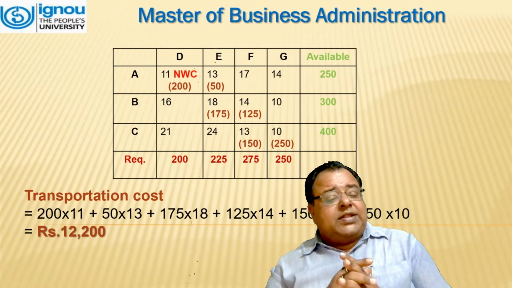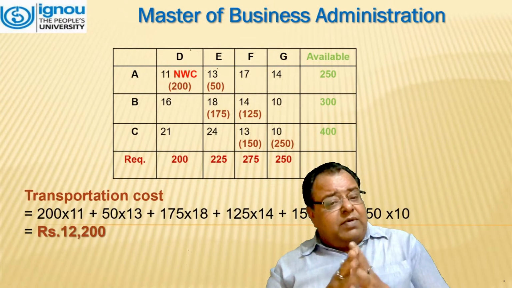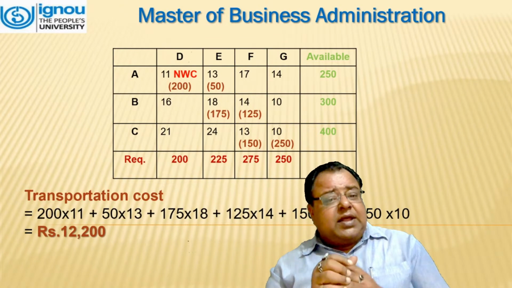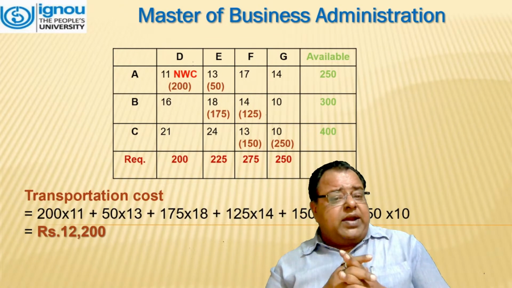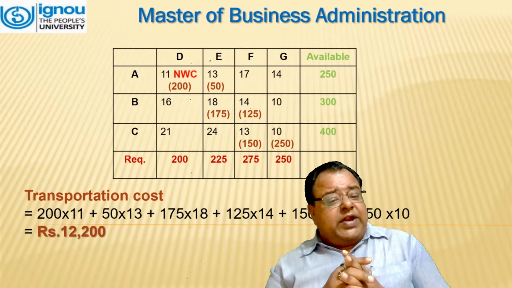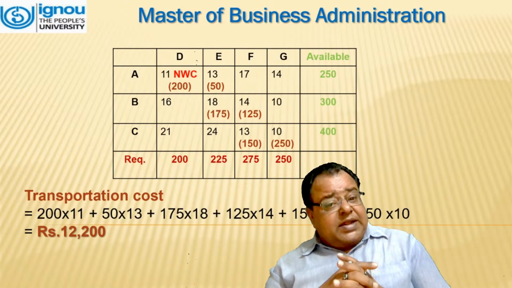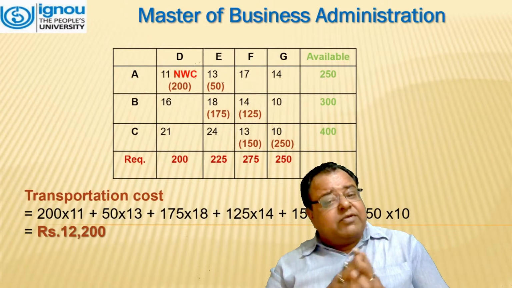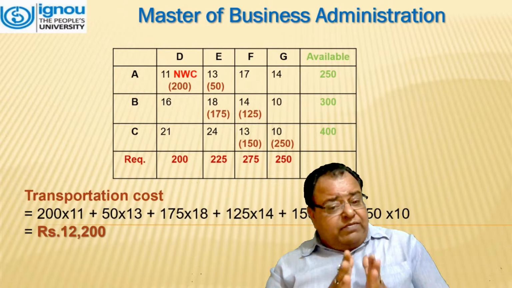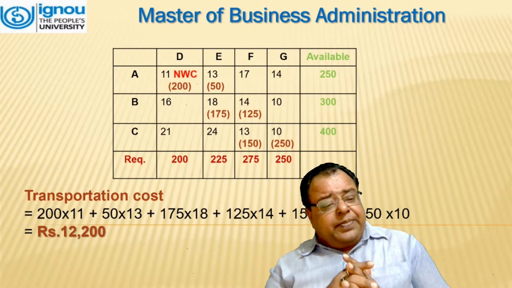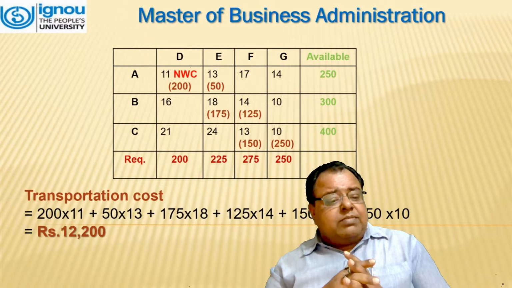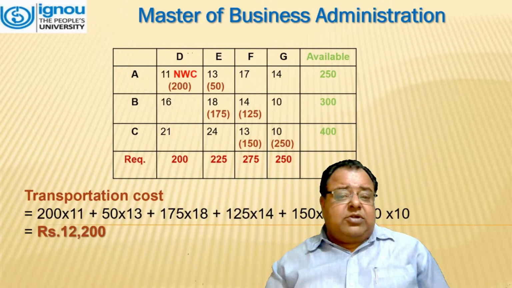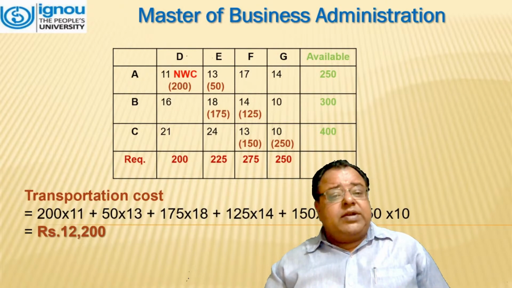Now we have to calculate the transportation cost. So we will be multiplying the values in the cells with their costs. That means it will be 200 into 11 plus 50 into 13 plus 18 into 175 plus 14 into 125 plus 13 into 150 and 10 into 250, which comes out to be 12,200. So by the NWC method, we got the cost as 12,200.